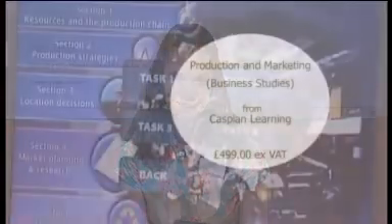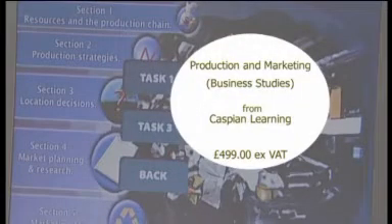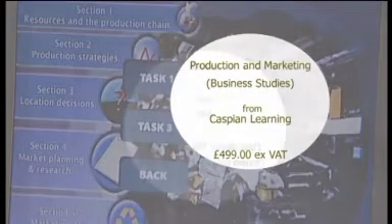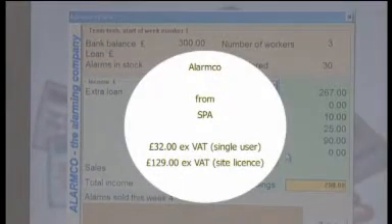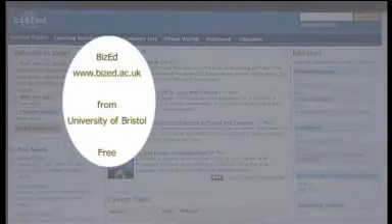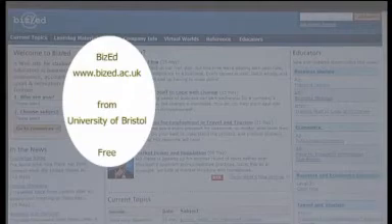Well, that's all we've got time for, but just to recap, the 3 resources that we looked at were Production and Marketing Business Studies from Caspian Learning, Alarmco from SPA, and Bzed from the University of Bristol.